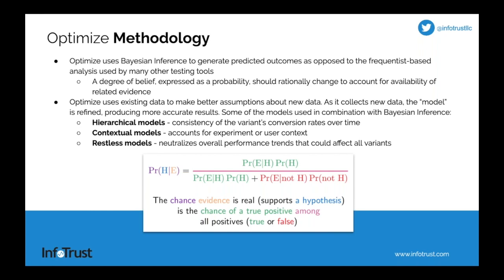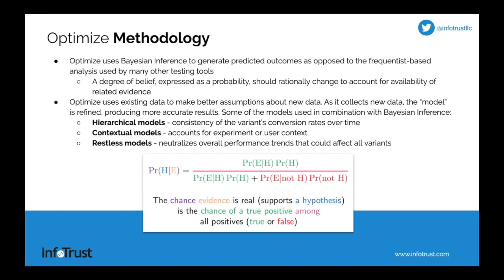A contextual model accounts for experiment and user context. So if new users behave differently from returning users and they're not excluded from the group you're targeting, that information is incorporated into the overall results to give you a more accurate final outcome for predictions. And then finally, restless models. These are all just examples of some of the data-driven models that are incorporated in Google Optimize.